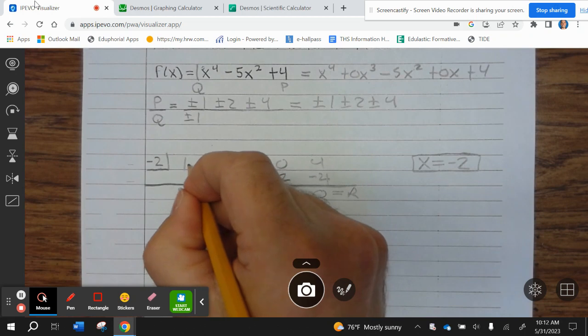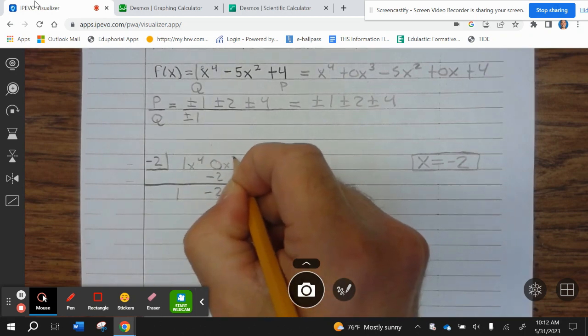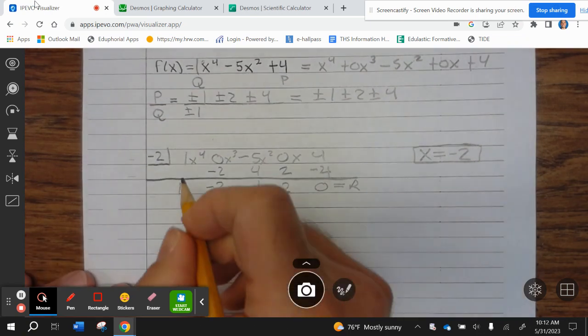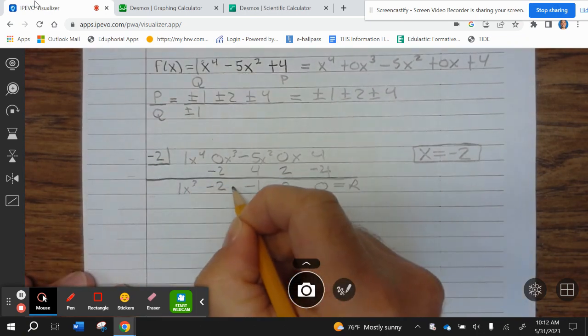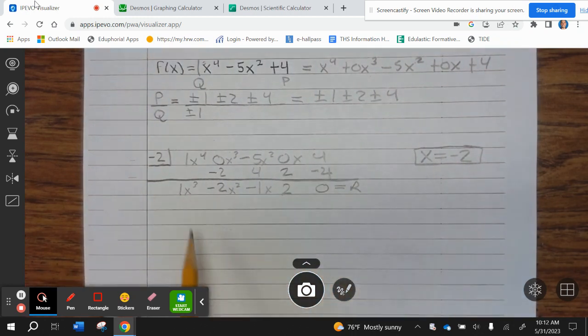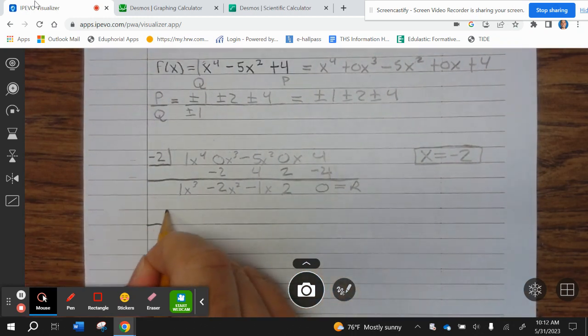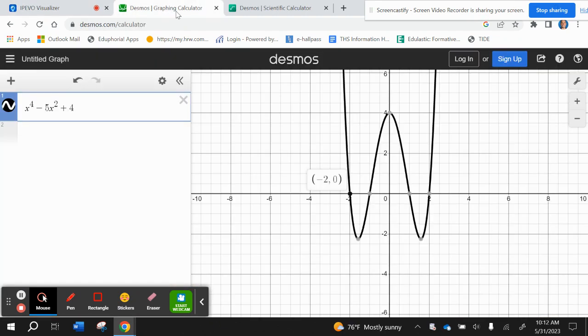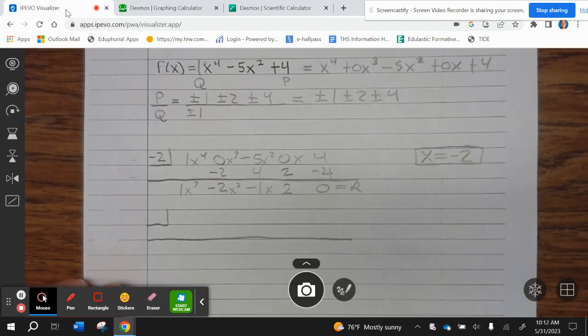Now remember, this was x to the fourth, x cubed, x squared, x. But when you divide, they reduce by 1. So this becomes x cubed, x squared, x. But we don't want to factor a cube. We want to use synthetic division one more time to reduce it so we can factor a quadratic. Well, let's go back and find another zero. We can use negative 1.